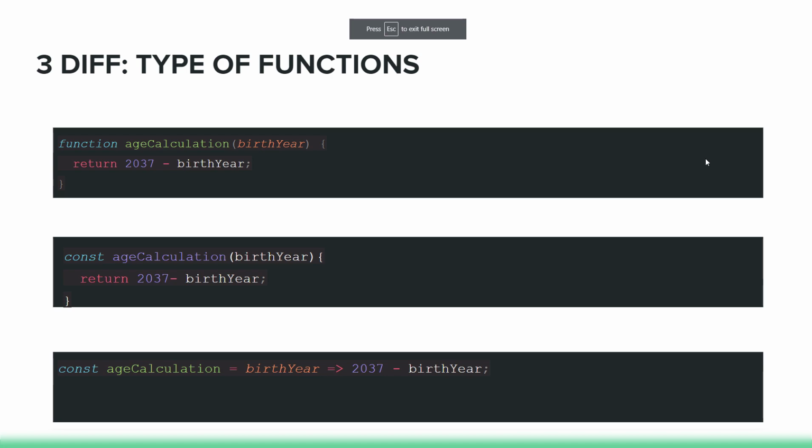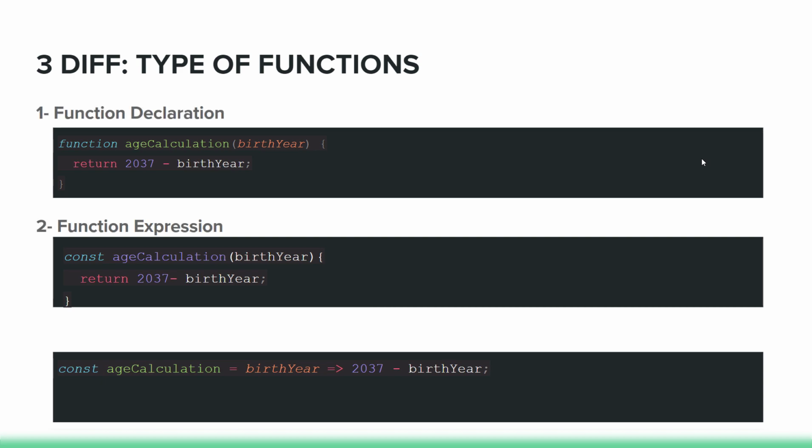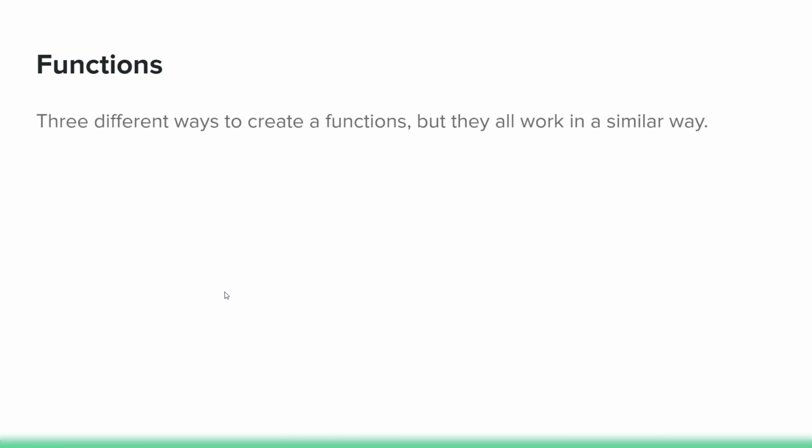So we have learned three types of functions. The first one is function declaration, the second one is the function expression. Inside there we have stored the function inside a variable, and the third one is the arrow function, right? So those are three ways to create a function, but they all work in a similar way: to receive the data, transfer the data, and also output the data.